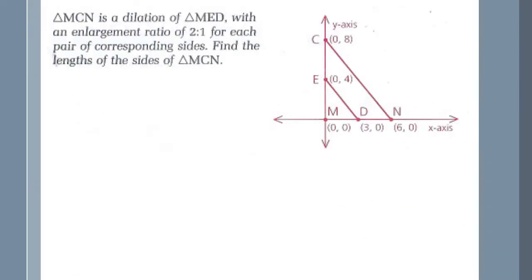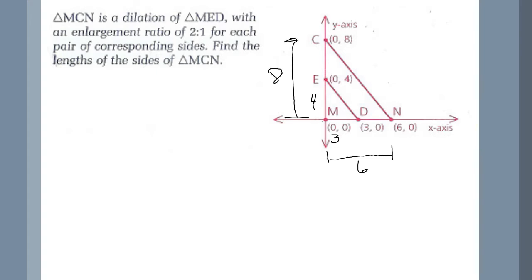All right, triangle MCN is a dilation of triangle MED with an enlargement ratio of 2 to 1 for each pair of corresponding sides. Find the lengths of the sides of triangle MCN. Well, this is not that hard to do, because this has a length of 3 and this part here has a length of 6, so we know that's 2 to 1. From here to here is 4, so from here to here is going to be 8.